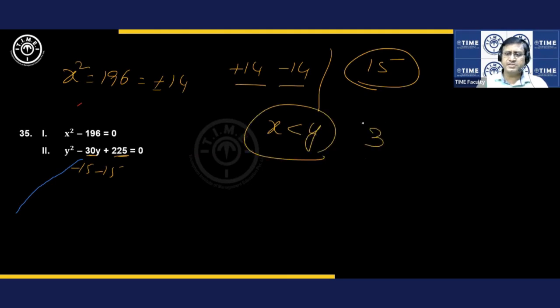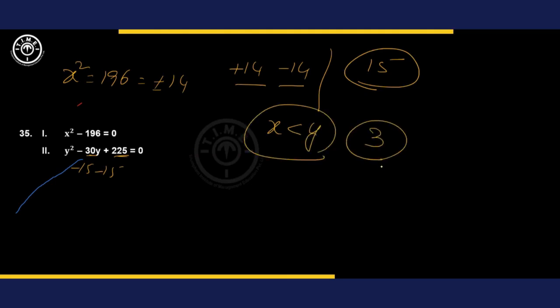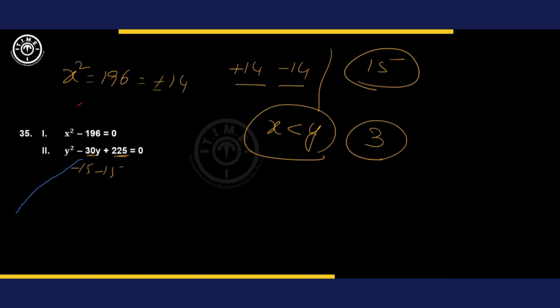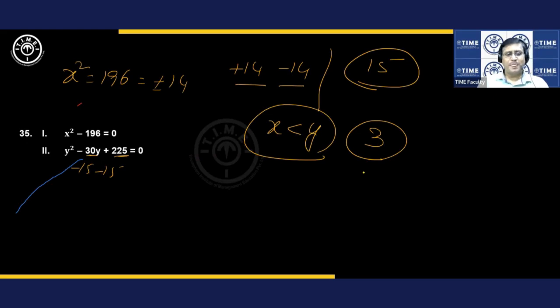So what is the right choice? X is lesser than or equal to y? No, it is less than y. Pick the option. X is less than y. So the choice is 3. The third choice is the right answer.